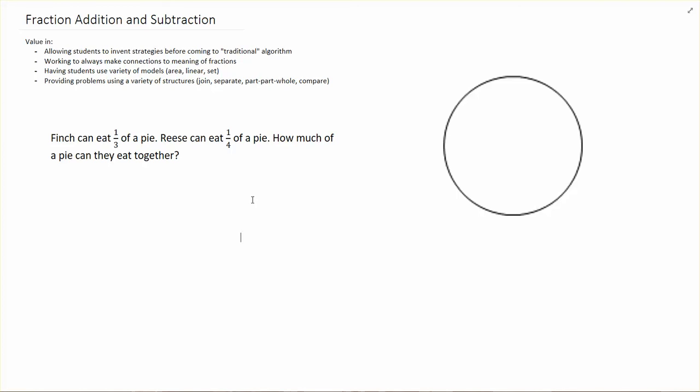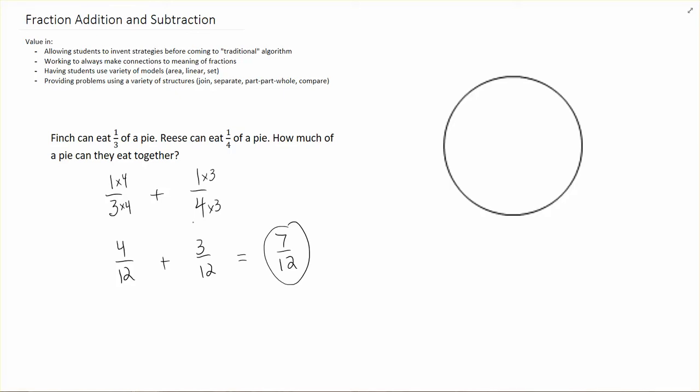Traditional algorithm says take 1/3 plus 1/4, and find the common denominator, right? So multiply these by 4 and get 4/12. Multiply these by 3 and get 3/12. And then add the numerators, but not the denominators. And there's our answer, 7/12.